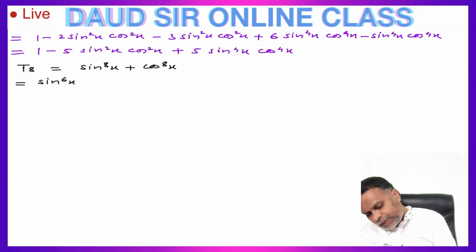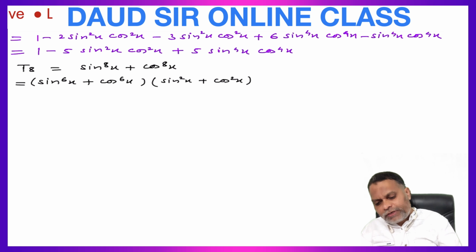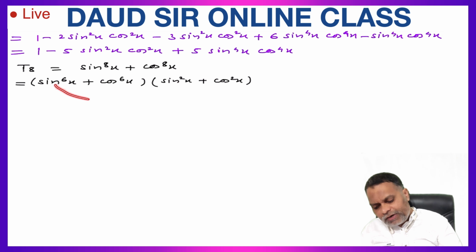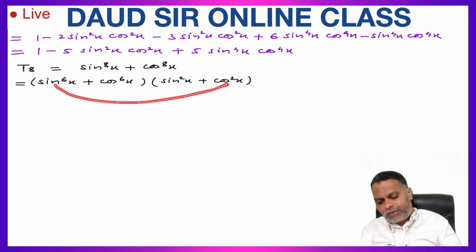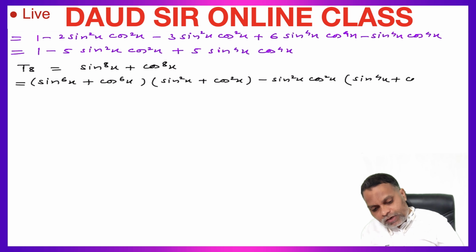sin raised to the power 6x plus cos raised to the power 6x into sin square x plus cos square x. So here we can get sin raised to 8 and cos raised to 8. But when we open this, then we will also get sin raised to 6x cos square x and cos raised to 6x sin square x. So this part we have to subtract from here. So minus sin square x into cos square x into sin raised to the power 4x plus cos raised to the power 4x. Now open this and check.